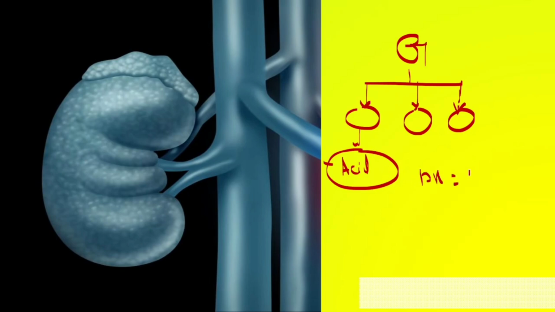The normal pH in the body is 7.35 to 7.45 and the normal bicarbonate level is 24 milliequivalent plus or minus 2. So when this acid base regulation is not occurring properly, this might lead to the accumulation of acid in the body, and the patient will develop metabolic acidosis.